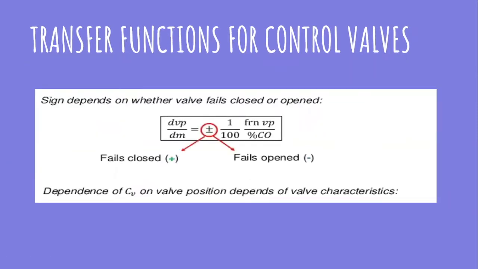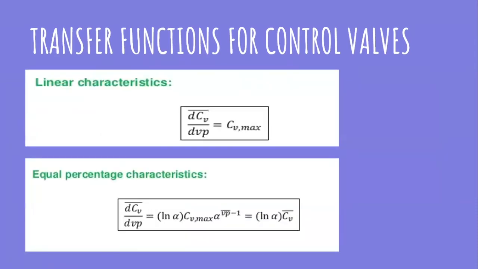The sign depends on whether the valve fails closed or open. If the sign is plus, that means the valve fails closed, and if the sign is minus, then it means the valve fails open. And the dependence of C_V on valve position depends on valve characteristics. Next, this is the basic equation for linear characteristics and equal percentage characteristics.